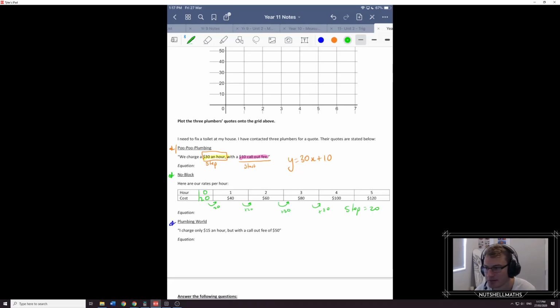Big brain. Right? So, our equation for this should be y equals, let's actually give ourselves some room over here. Y equals 20x plus 20. Are we happy with that, team?